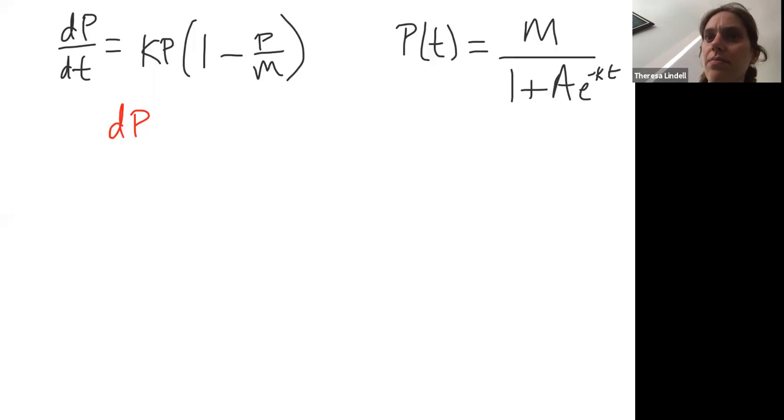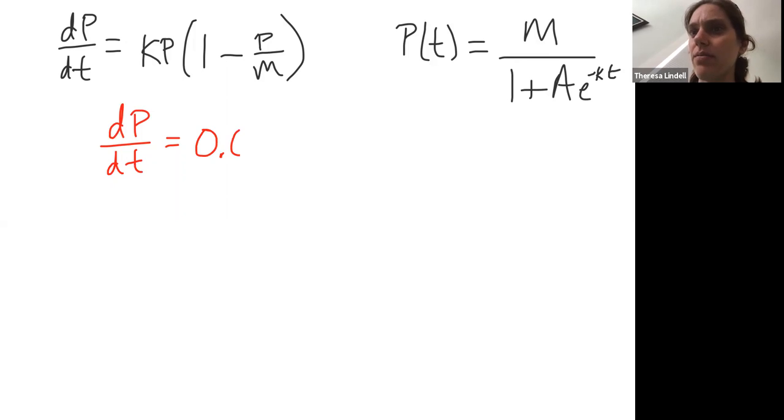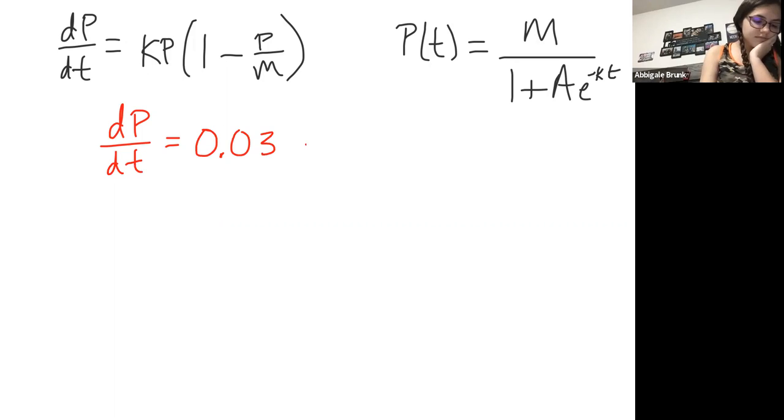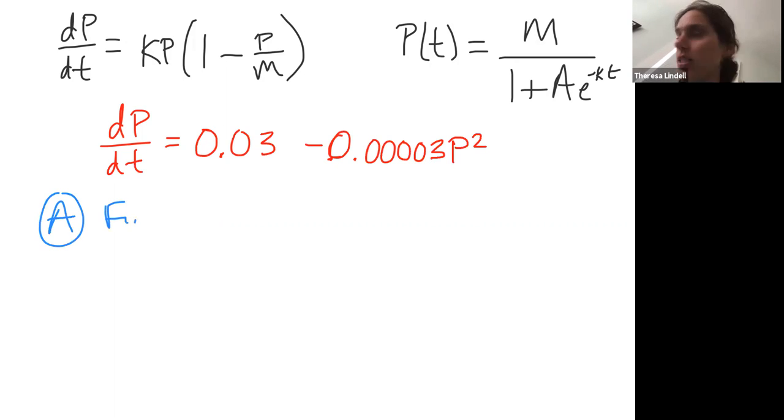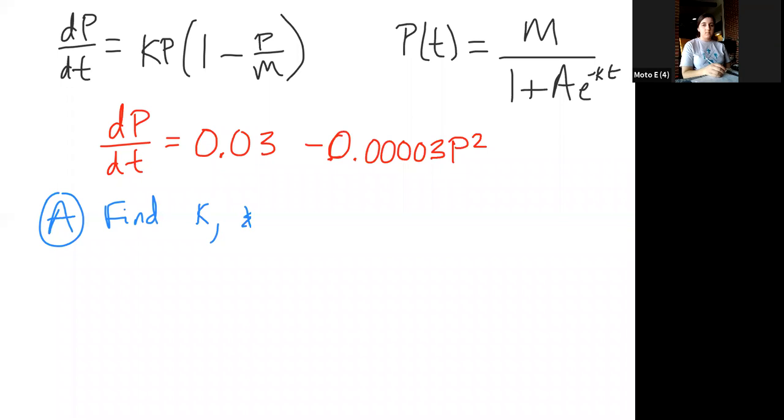I'm not even gonna make up a scenario. I'm not gonna say this is a population of anything. I'm just gonna be like, solve it. Sorry. As study session has gone on, I have become less creative. 0.0000. And then part A is going to say find K and M.